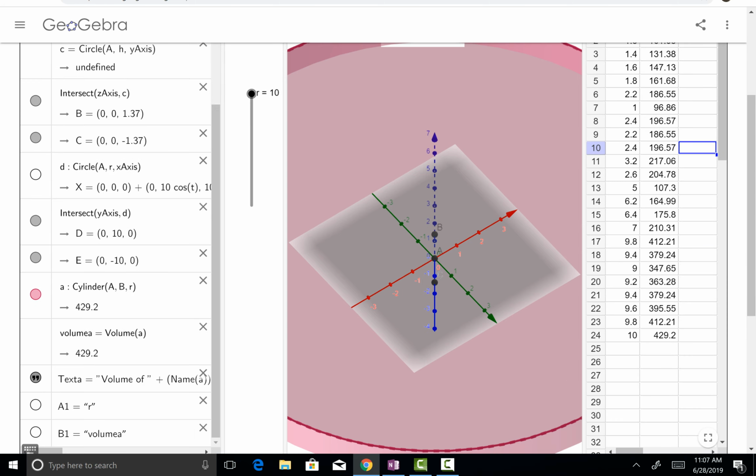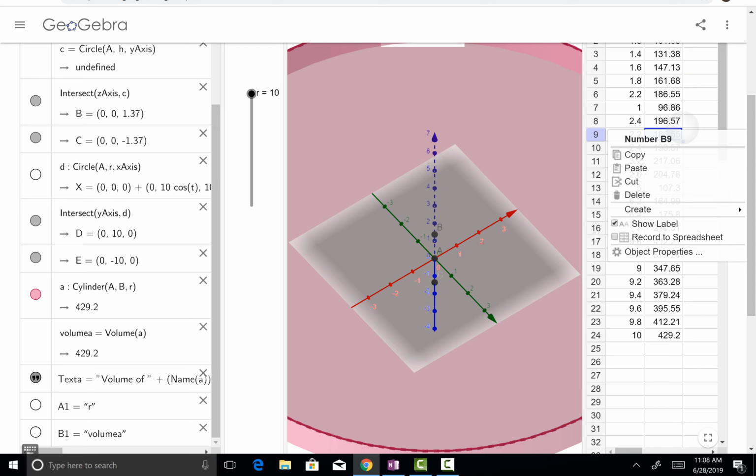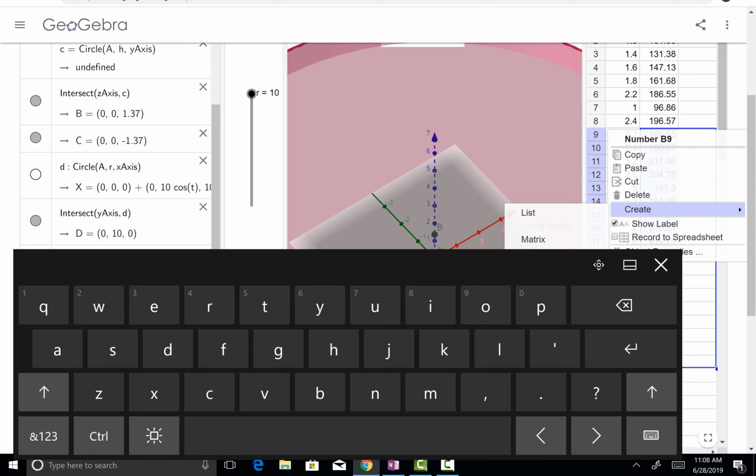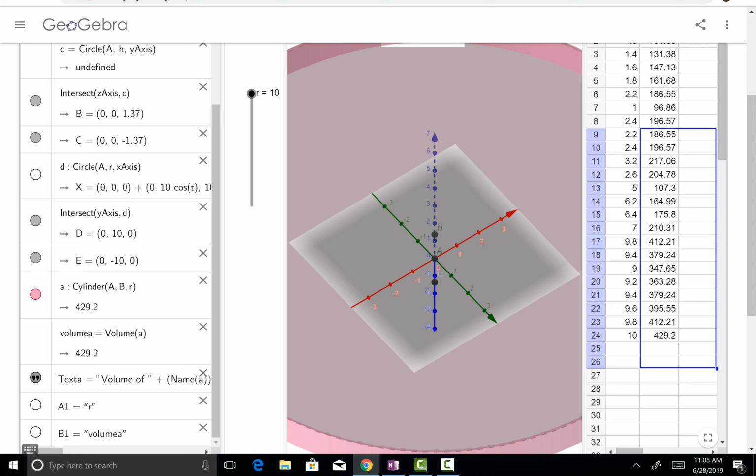Once you get the numbers from all the way down to about 6.4, highlight those, select both columns right down to 6.4, then do a right click. And when you do a right click, what's going to happen is that you'll get Create, and you want to make a list of points. And it will give you that option. It's just like I said, it doesn't work very well on my Surface Pro. So you'll right click, create a list of points.